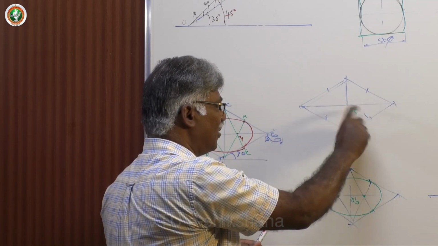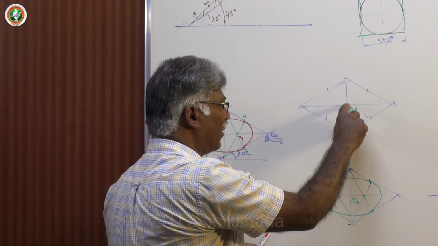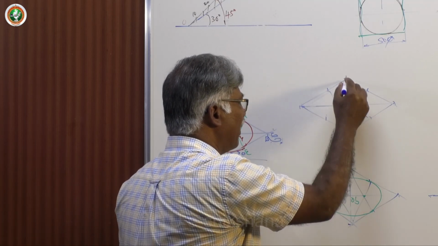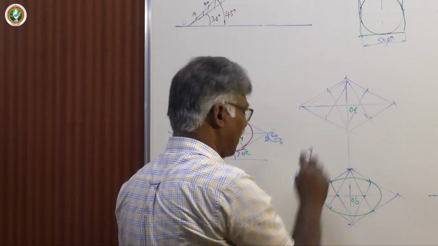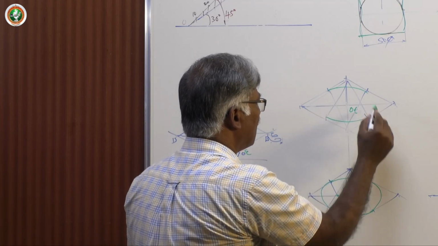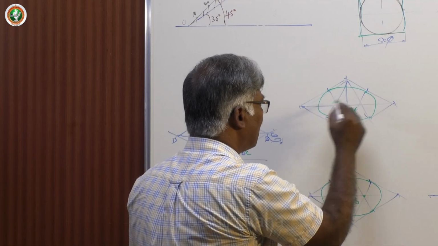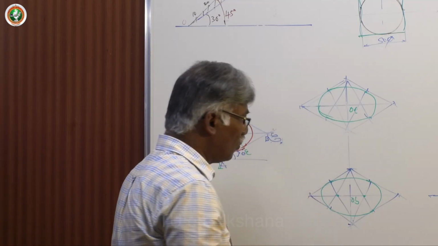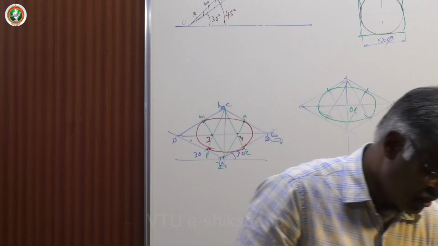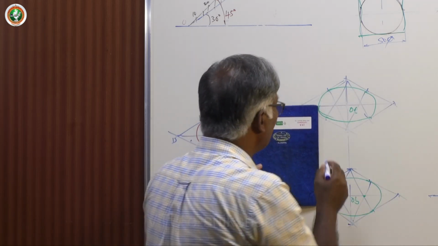Same distance you draw here, that's all. Whatever you have taken, take this as center, draw arcs. Then same procedure. Okay, now draw this. You will get ellipse. Now, how to complete this? Draw tangents, vertical line only.